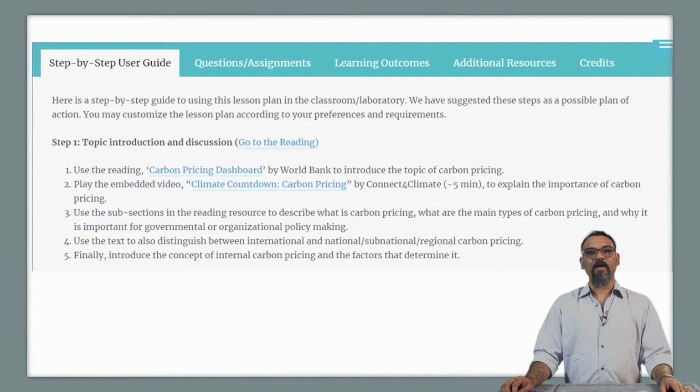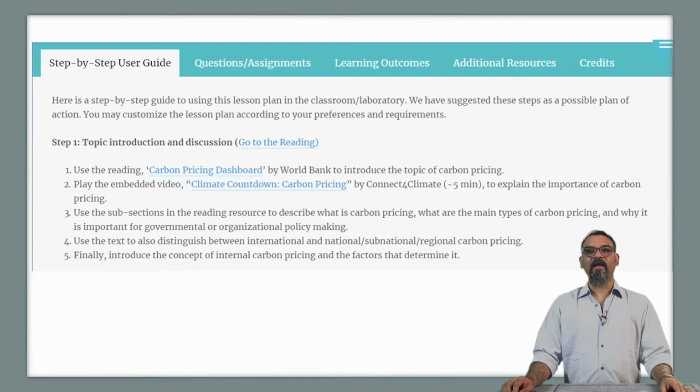Introduce the topic using the reading titled Carbon Pricing Dashboard by the World Bank to introduce the topic of carbon pricing. There is an embedded video which is titled Climate Countdown Carbon Pricing by Connect for Climate, which is about 5 minutes long, to explain the importance of carbon pricing.